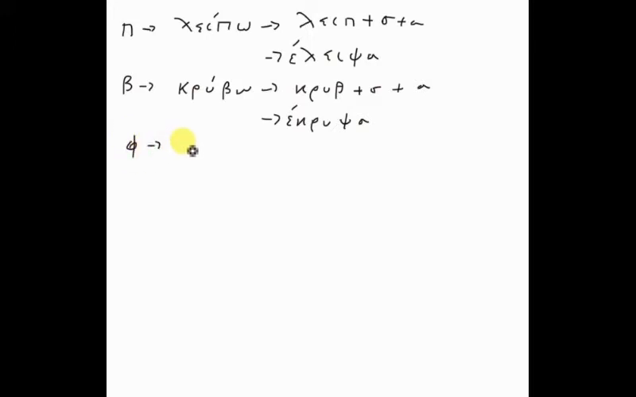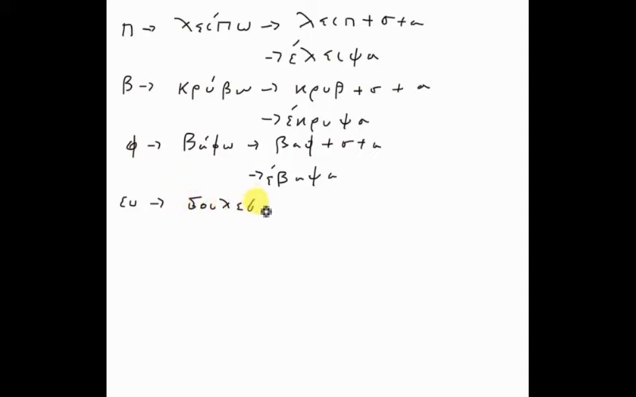Phi, we have vafo, which means I paint. Vaf plus sigma plus alpha. Phi and sigma merge together to make a ps. Alpha is short. Evapsa.